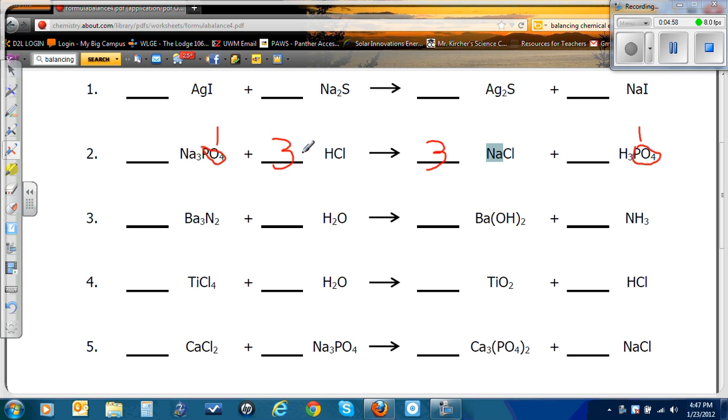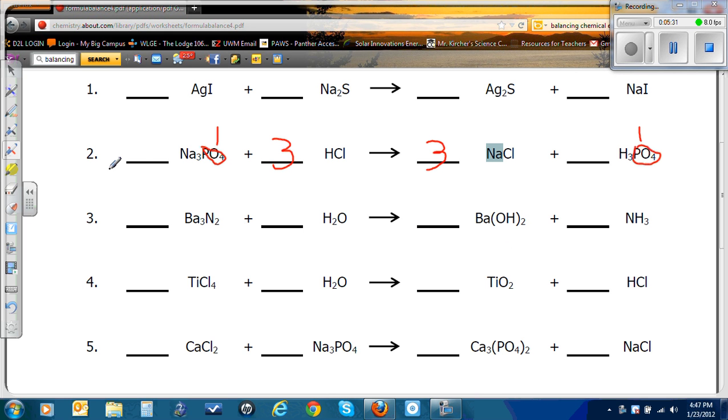Now, that coefficient of 3 has impacted the chlorine. I now have 3 parts chlorine on the reactant side. If I look over to my product side, I also have 3 parts chlorine. It's right there. Okay? If I come back out and do a final check, 3 parts sodium, 3 parts sodium, right here because of that coefficient. 1 part phosphate, 1 part phosphate. 3 hydrogen, 3 hydrogen, 3 chlorine, 3 chlorine.